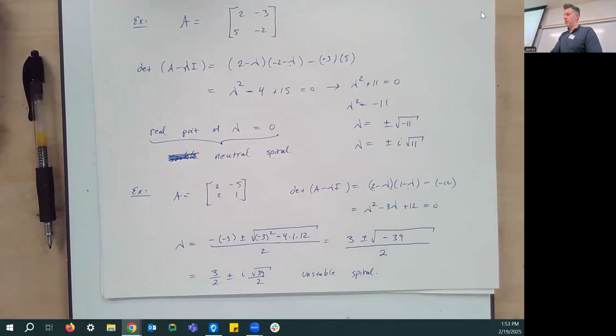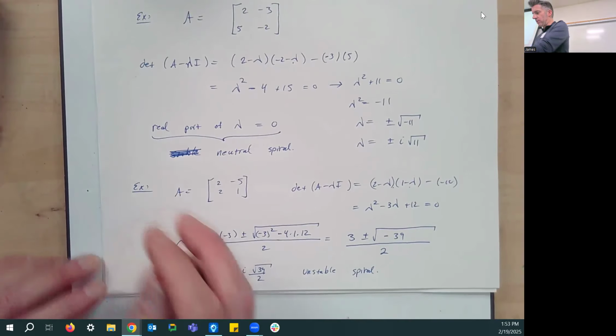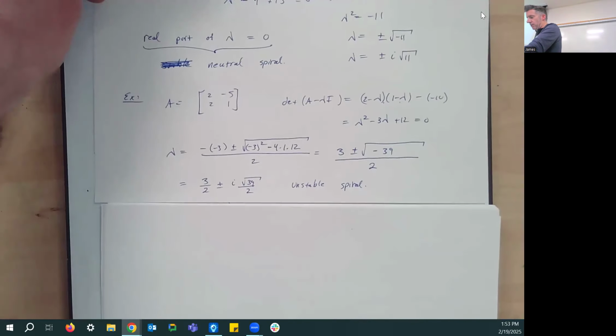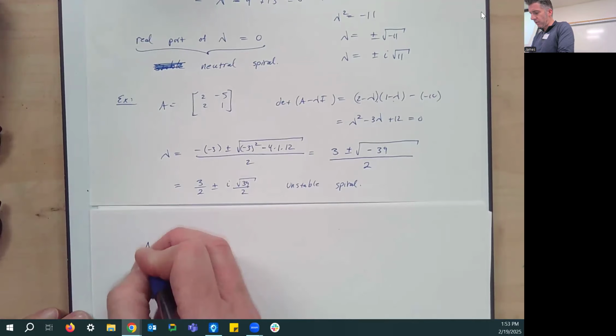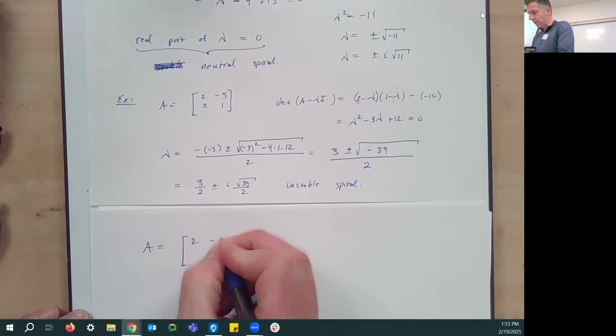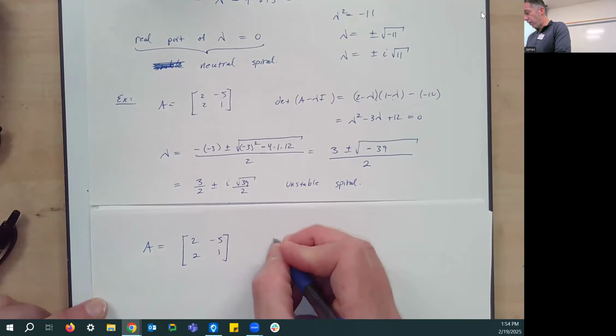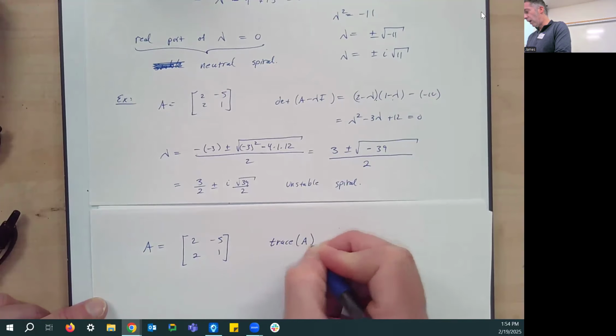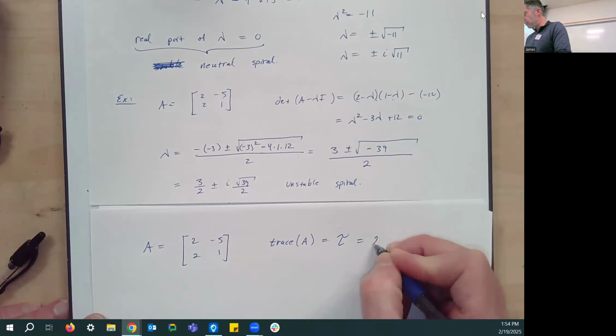Something I want you to see. I want to point out that for this particular matrix, there's another way of doing this, for any matrix. If you look at this matrix A, which is 2, -5, 2, 1, there's a couple of quantities about this matrix that always show up in this quadratic equation. Specifically, the trace of A, often written as the letter tau, is the sum of the diagonal elements. In this case, it's 2 plus 1, which is 3.